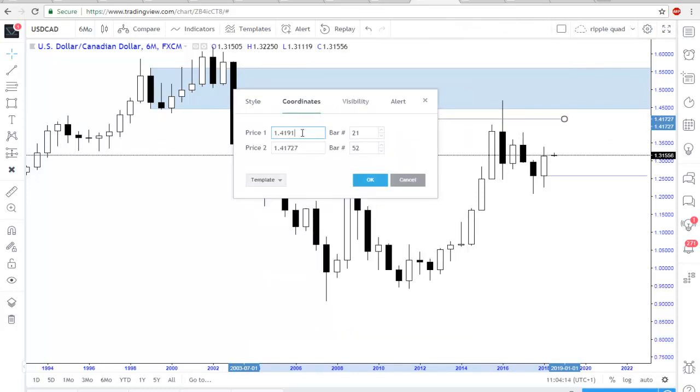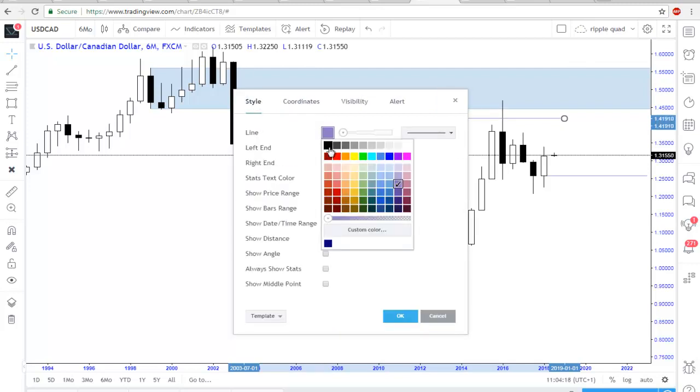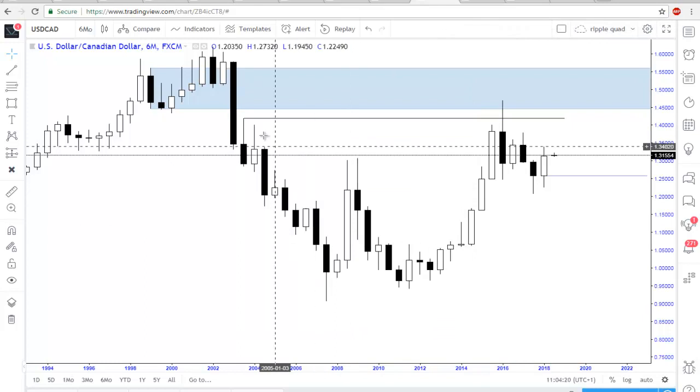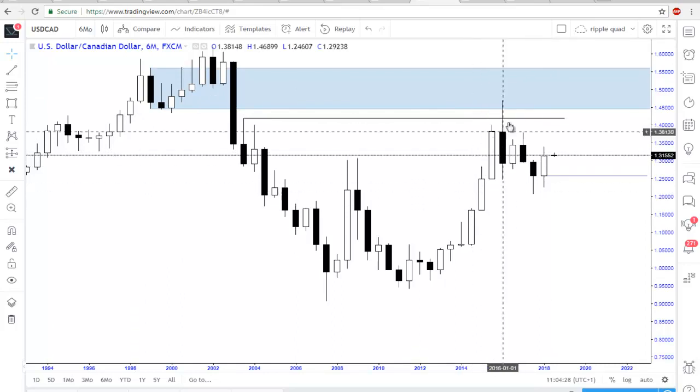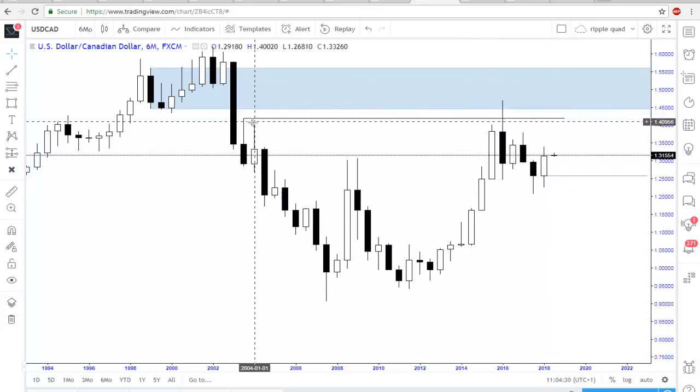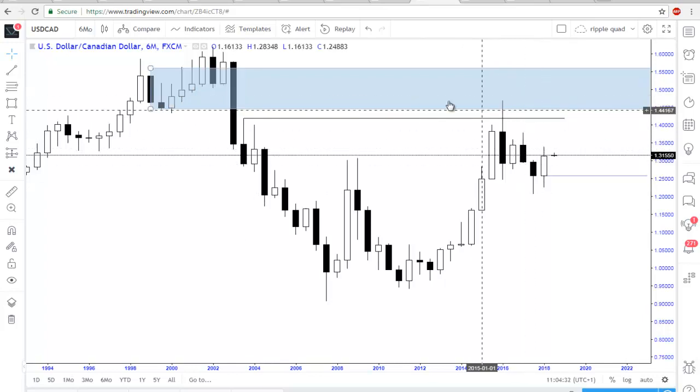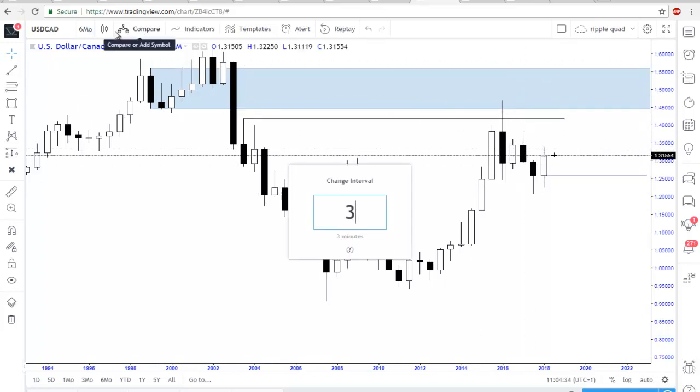141.91, in black color. That is a stop run there, pushed right into this block here, and reaction. That's what we like to see. A sign of a stop run is a quick move into a key level, taking out some stops, then rejection. That's good. Let's break this down to a quarterly.